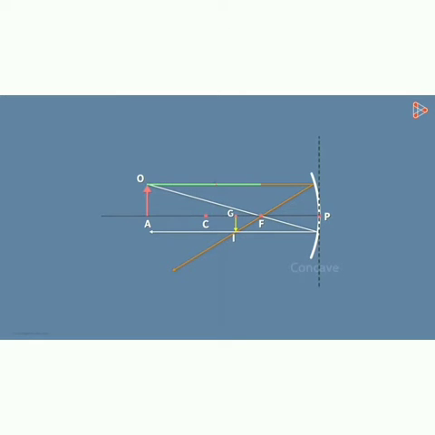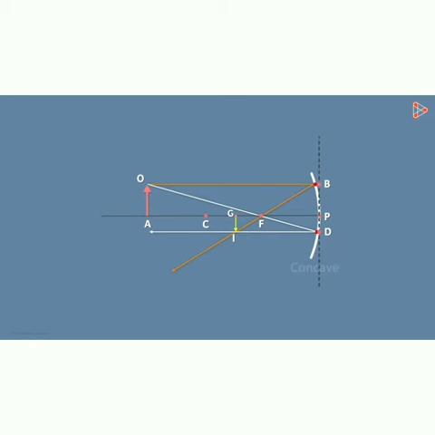Now let me draw a line from the top of the object, OA, that meets a tangent at point B, and this line is parallel to the principal axis. Now from the image, let me draw another line that meets the tangent at a point D. Note that points B and D are on the tangent, not on the mirror.